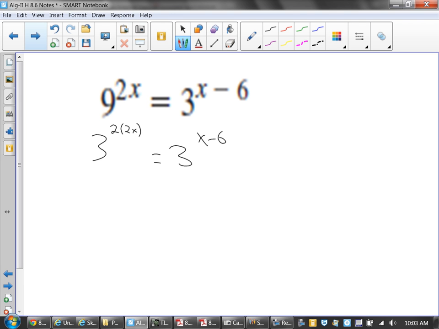Now, what I'm doing here, guys, is I'm logging both sides with a base of 3. Do I have to say that I'm taking the log of both sides? I really don't. But remember, what you really are doing is taking the log of both sides, and by doing that, these drop through, and you get 4x is x minus 6. And x equals -2.